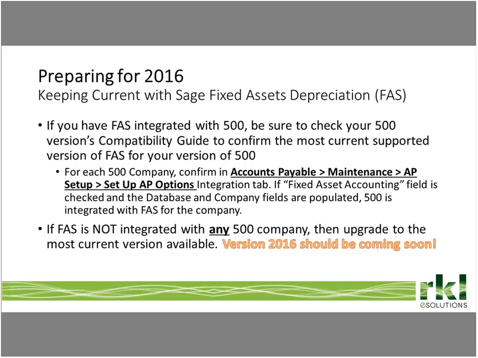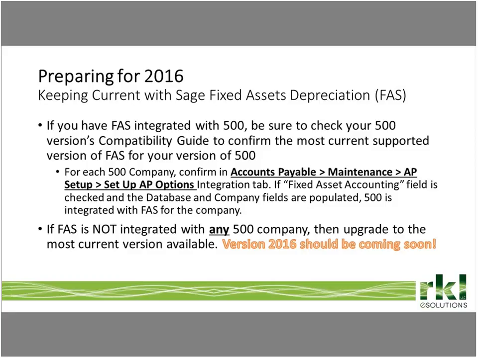For folks who are using Sage Fixed Assets, if you're integrating FAS with Sage 500, then you'll want to make sure which version of FAS is supported by your version of 500. And the way to confirm that is to go to your Sage 500 version's compatibility guide. You can find that on the Sage portal, or you can reach out to RKL and we can provide you with a copy. In either case, it'll specify the most recent version of FAS that is supported with your version of 500.